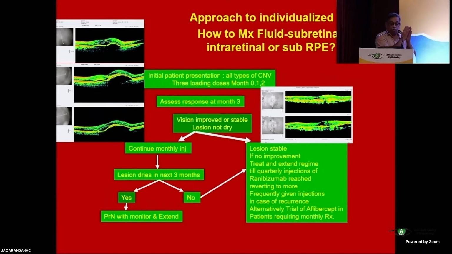So if you've given this and the lesion is not dry, here again, if the lesion stabilizes in the next 3 months, you can consider a treat and extend approach. If it becomes dry, then the first paradigm, as I said, the algorithm where you now do a monthly follow-up.